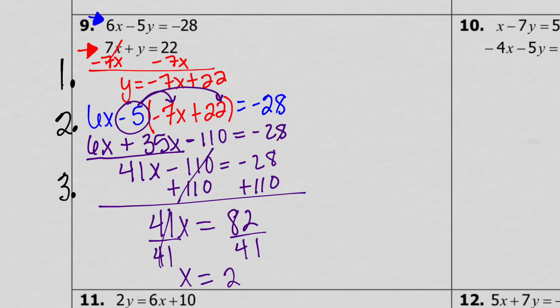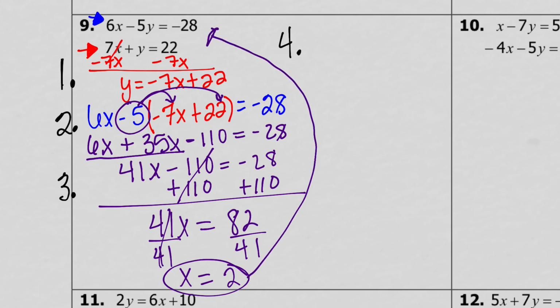Our last step is to plug it into the equation. So I'm going to take my x equals 2. We're going to plug it into either of the original equations. So I'm going to take my x equals 2 and plug it into one of these two up here, not this one that I adjusted. Okay? So I'm going to plug it in. I'm going to do the red one.